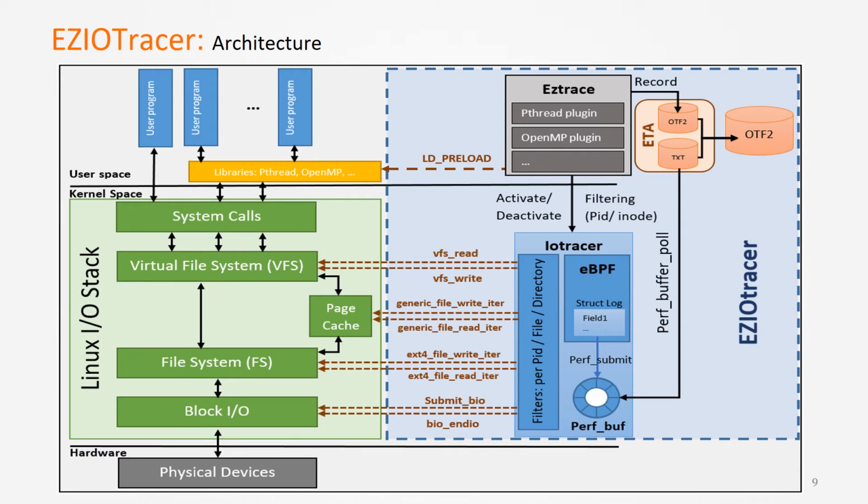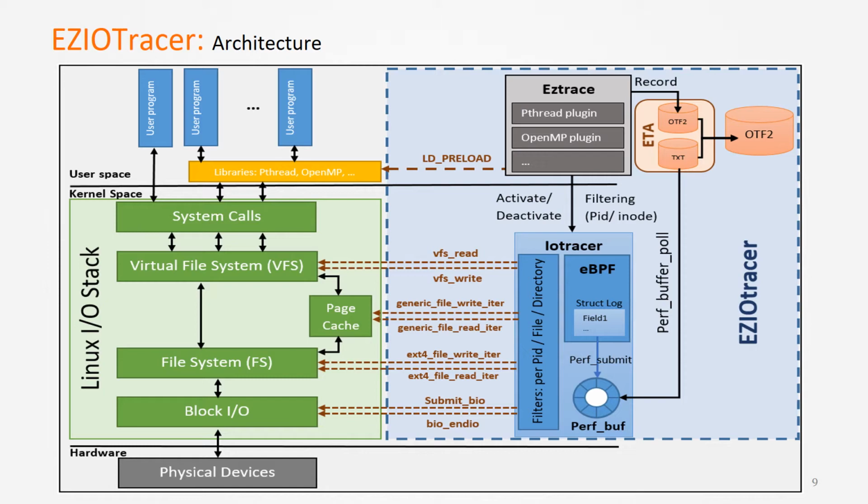This slide shows the detailed architecture of EZIOTracer. As aforementioned, EZIOTracer is composed of three main components. The first one is EZIOTrace, which is a user space tracer which traces calls from user processes to popular HPC or data-intensive libraries such as OpenMP and POSIX thread. The second component is IOTracer, which is a kernel space tracer we developed to trace IO requests at each level of the Linux IO stack.